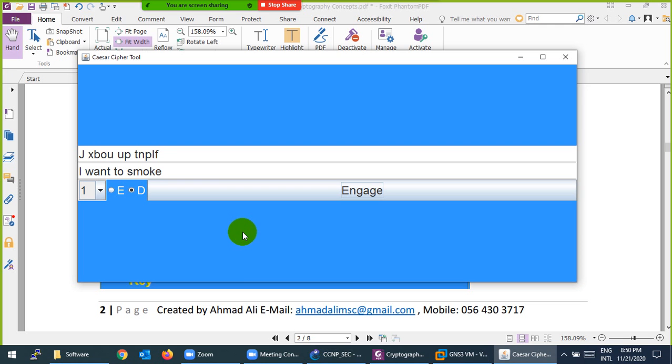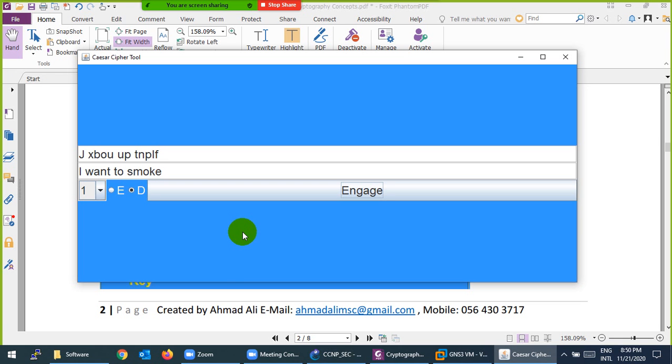But the third person doesn't know until he knows the method. Which method are we using? Encryption method, Caesar cipher. And second, he needs to know the key. This was the oldest method. In 2 seconds you can crack it. So don't use it like this, but I'm just telling you to understand the Caesar cipher.